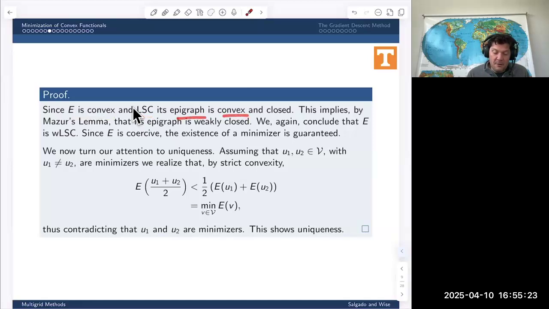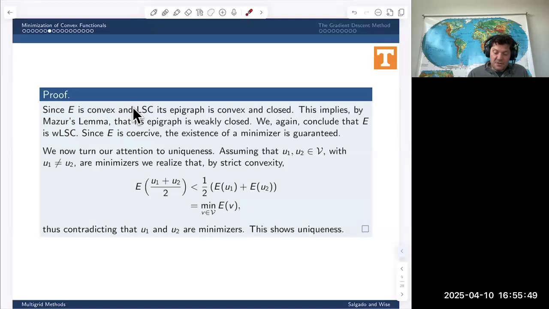Okay? Since E is convex and lower semi-continuous, it turns out its epigraph is going to be convex and closed. So this implies by Mazur's lemma that its epigraph is also weakly closed. Anything that's closed and convex has to be weakly closed. So we again can conclude that E is weakly lower semi-continuous by that. Since E is coercive as well, the existence of the minimizer is guaranteed.